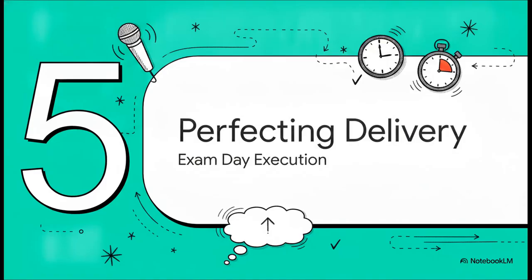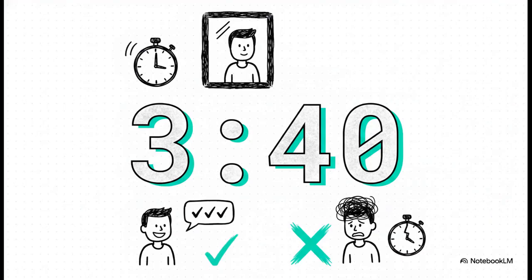Finally, Part 5, Perfecting Your Delivery. This is all about your exam day execution. So, the crucial point is, having a great script is really only half the battle. Your magic number for your home rehearsals is exactly 3 minutes and 40 seconds. You might be wondering, why not 4 minutes? Well, because on exam day, nerves are naturally going to cause you to hesitate, maybe add a few filler words, or just speak slightly slower.